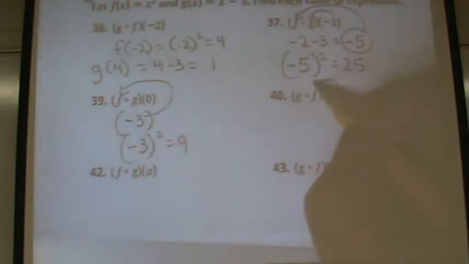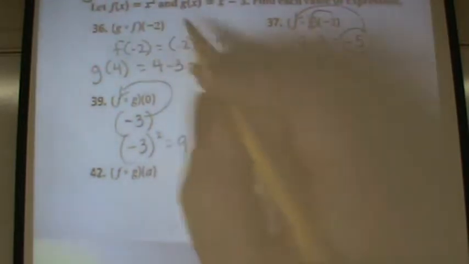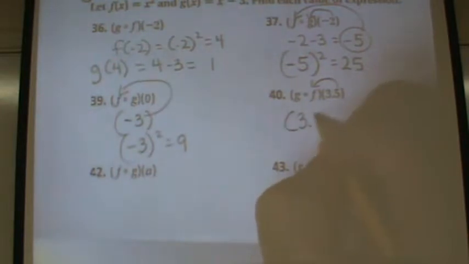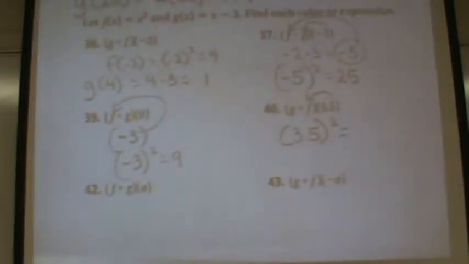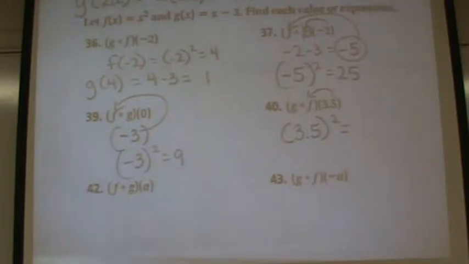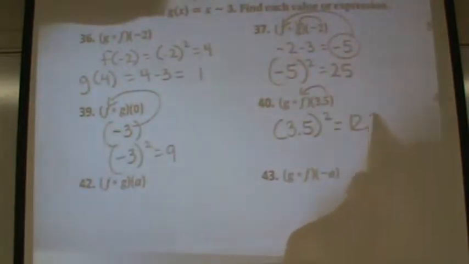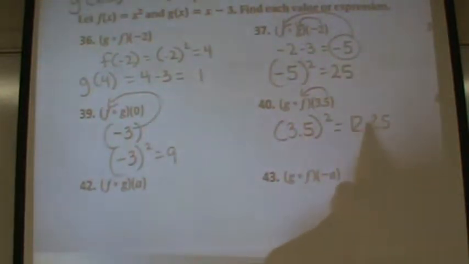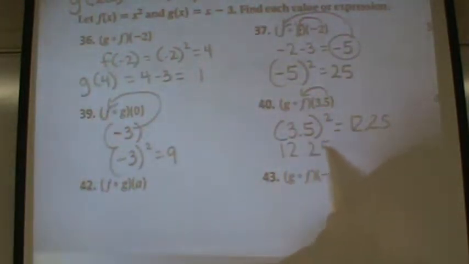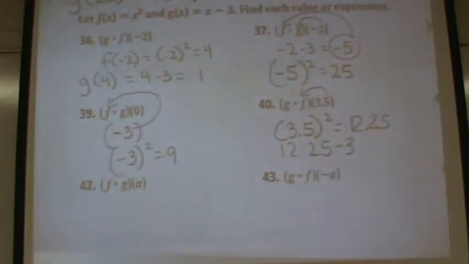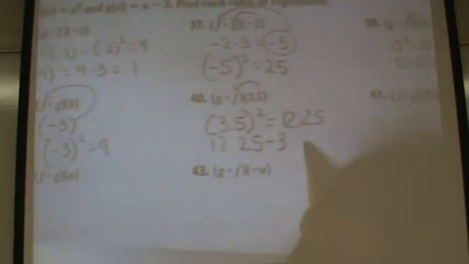3.5 into the f function. Can someone tell me what 3.5 squared is? 12.25. And then 12.25 in the g function, what's 12.25 minus 3? You get 9.25.